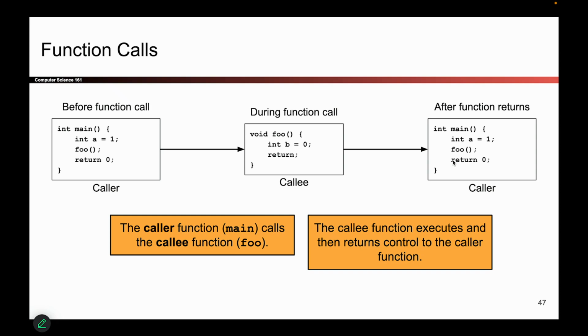So the rest of today is dedicated to answering this question. If I am in main and I call foo, how does this function call execute in x86? How do I go to foo, execute all these instructions, and go back to main when I'm done? This is what all of today is going to be about.